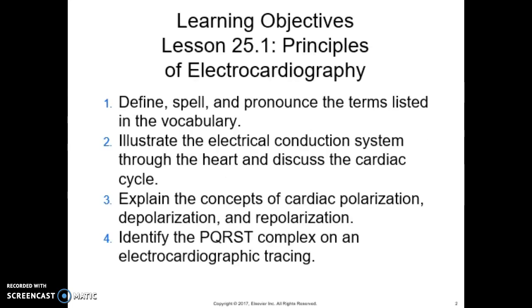So, learning objectives for 25.1. Define and spell and pronounce terms listed. Illustrate the electrical conduction system through the heart and discuss the cardiac cycle. Explain the concepts of cardiac polarization, depolarization, and repolarization, and identify the PQRST complex on an electrocardiographic tracing.